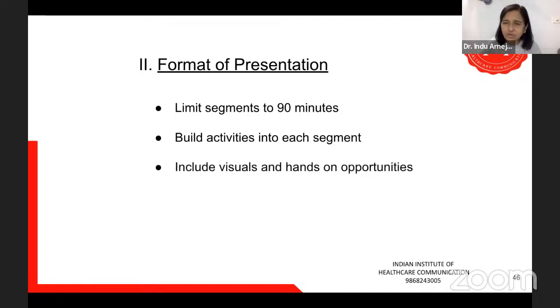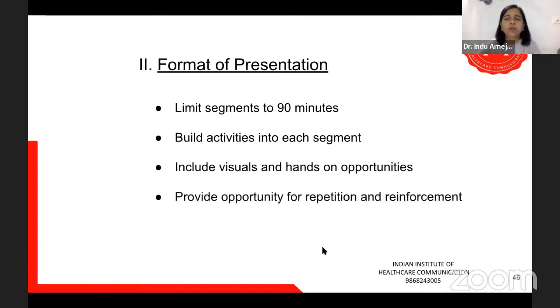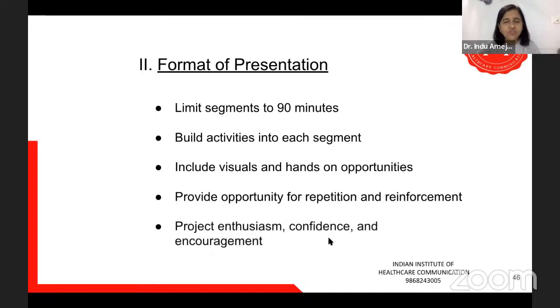Include visuals and hands-on opportunities. Give them a chance to stand, sit, move around. Provide opportunity for repetition and reinforcement. And then also project enthusiasm, confidence, and encouragement, because if that's not there, you will lose your audience.